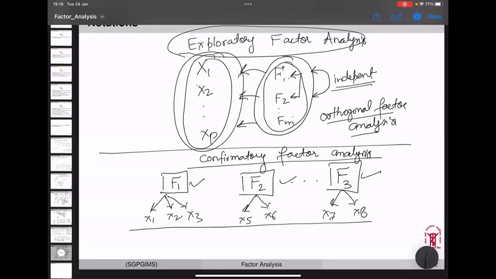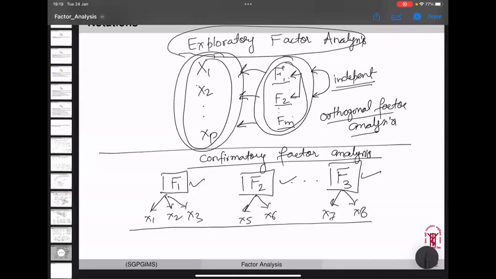One of the very important assumptions in this exploratory factor analysis is that all these unobservable factors are independent. There is no relationship between F1 and F2. They are independent. For example, the mathematical ability and the literature ability of the student are two independent traits of the student. If such things are there, then we say that this is an exploratory factor analysis.